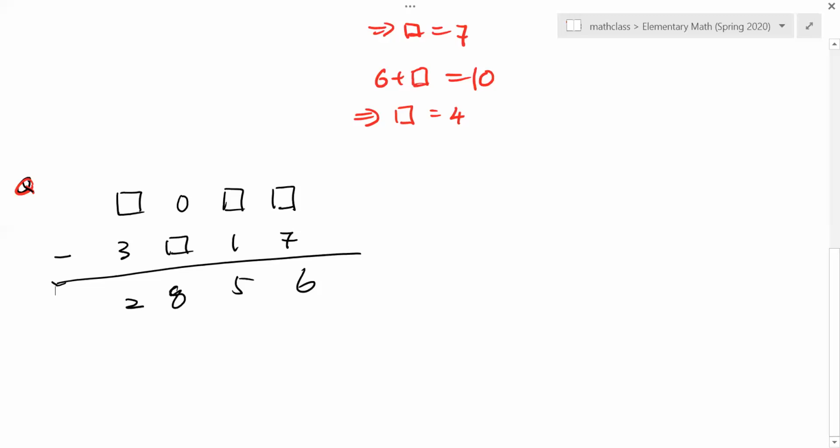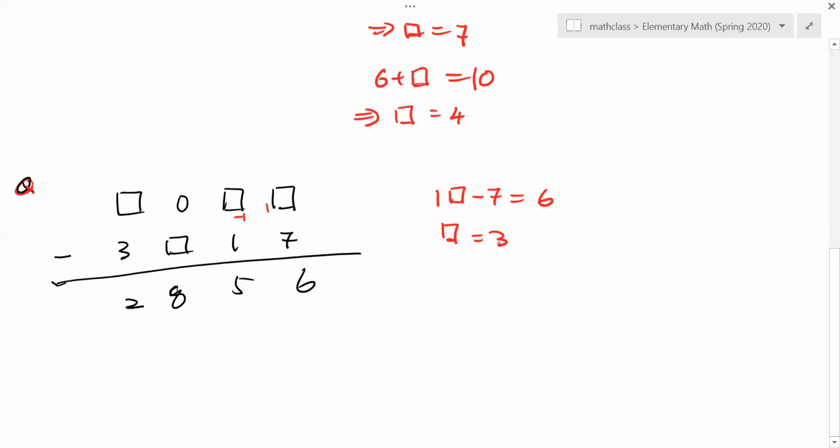Let's try. You have to borrow 1 from this side, right? So it's going to be subtract 1, right? So you have a 1 here, right? A 2-digit number minus 7 equals 6. So that digit must be what? Must be 3, because 13 minus 7 is going to be 6.